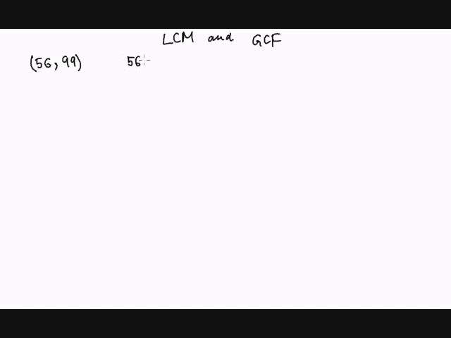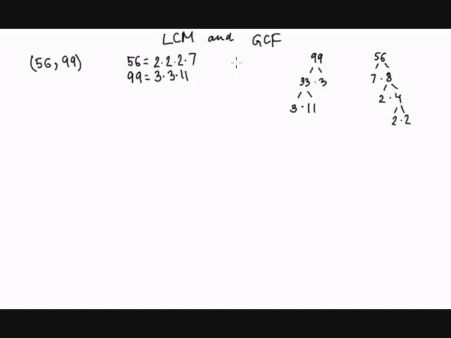So prime factorization of 56 is 7 times 8, and 8 is equal to 2 times 4, and 4 is equal to 2 times 2. So prime factorization of 56 is 2 times 2 times 2 times 7. And let's do prime factorization of 99. 99 is equal to, well, it's 33 times 3, and this 33 is equal to 3 times 11. So prime factorization of 99 is 3 times 3 times 11.